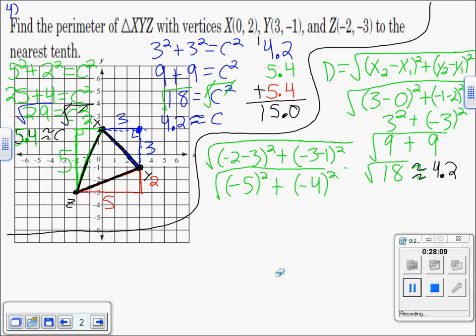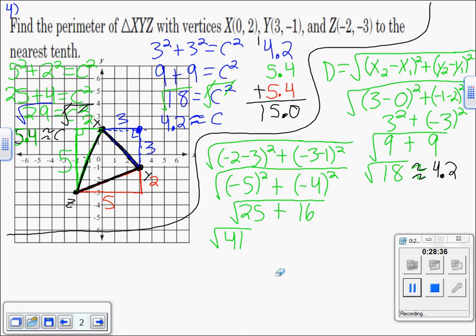So if you're rusting on your negative skills, you might want to go back to chapter 1 to make sure you can still do these. All that's still underneath the radical. Negative 5 squared, and negative 5 times negative 5, that's positive 25. Negative 4 squared, that's positive 16. We're going to add these together. So now 25 plus 16, well 25 plus 6 is 31, plus another 10, that's 41. So we're dealing with the square root of 41.